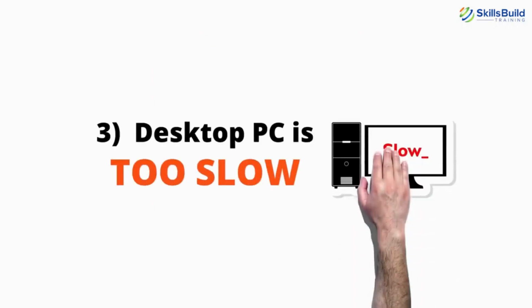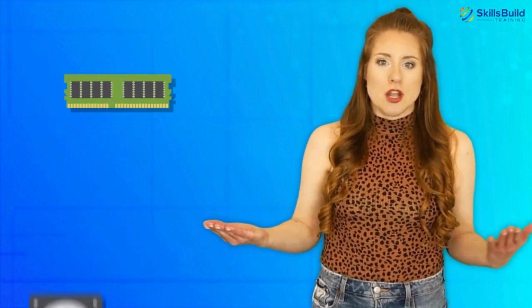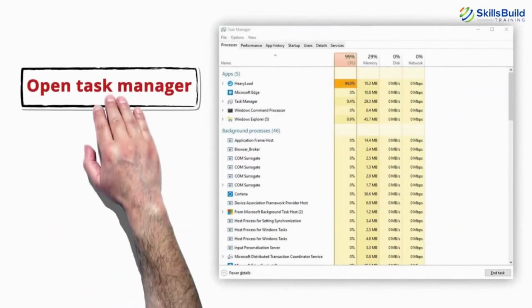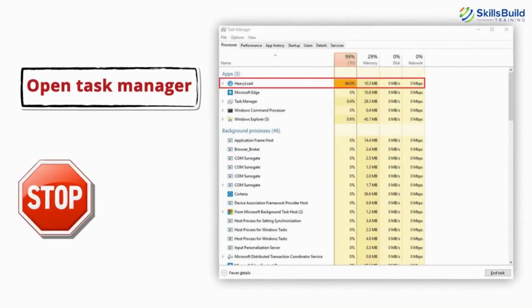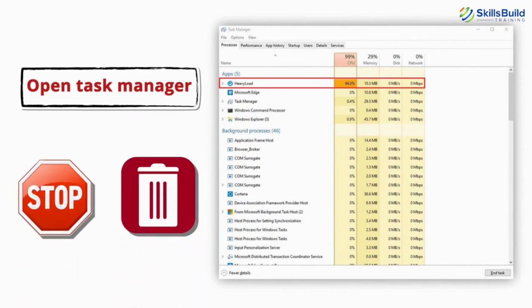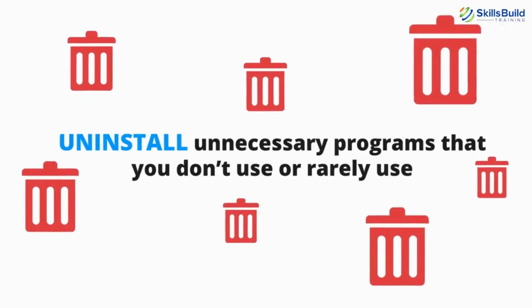Number 3. Desktop PC is too slow. Apart from the obvious solutions like getting more RAM, increasing hard disk space, and installing an SSD, below are some of the solutions that work to fix a slow computer problem. Open Task Manager and see which apps are the biggest users of your CPU resources. Stop those apps if you can, or uninstall them if they are not useful. Uninstall unnecessary programs that you don't use or rarely use.